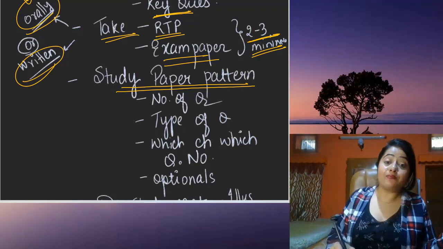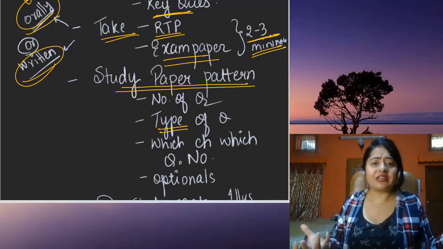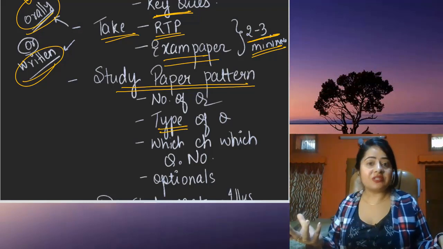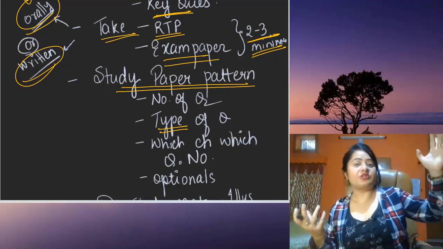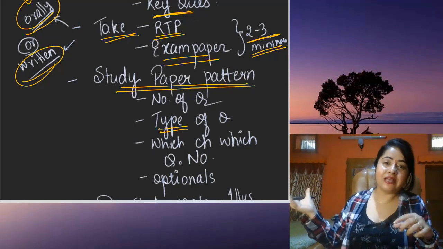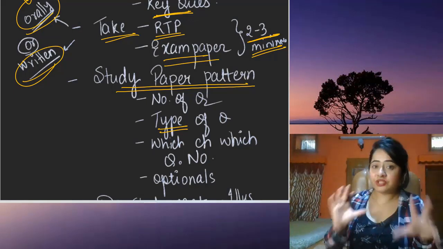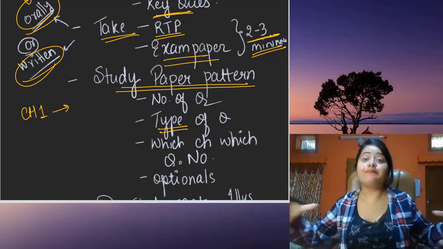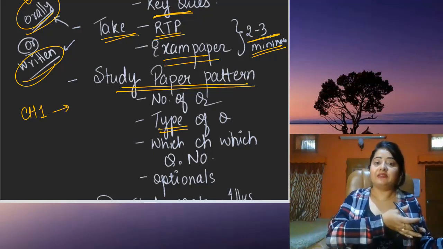Then you have to see what type of questions are coming. Most of the questions are case study based questions. So check that. Then see how many questions are coming. The first compulsory question has 4 parts, then the second, third, fourth question has got three parts. Now this question is coming from this chapter, check that. So see which chapter is coming and which question. You will see the pattern if you analyze the past few papers.